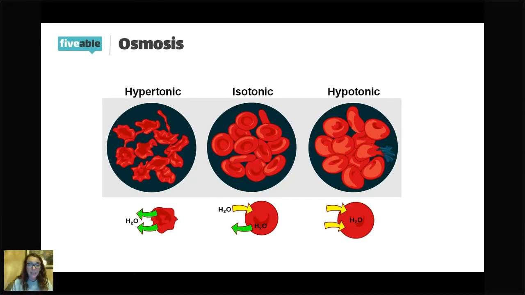Okay, isotonic, iso means equal. So here we have equal movement of water inside and outside of the cell, which means our concentration gradient is the same inside and outside.